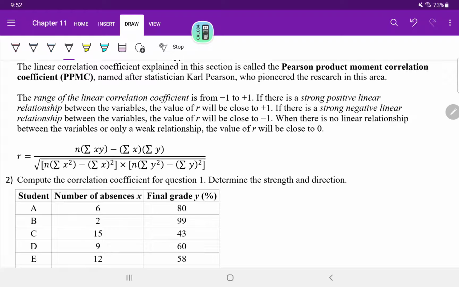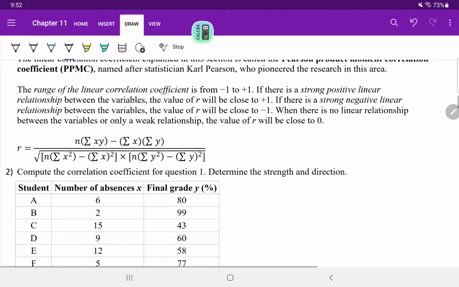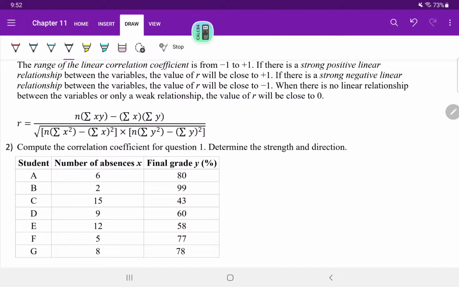To compute the correlation coefficient by hand, we will be using this formula right here. Now, this formula may look overwhelming when you see it at first, but two things that I want to state. Number one, you will not be asked to do this on Alex. Number two, I highly doubt you'll be doing this on the final exam for this class. But I want to introduce to you how we find the correlation coefficient, especially since you're going to be doing it in Statistics 250.